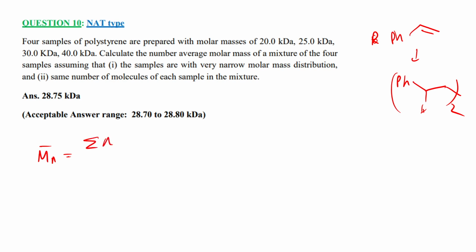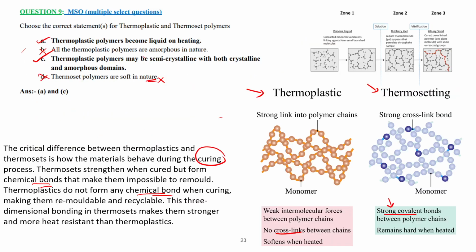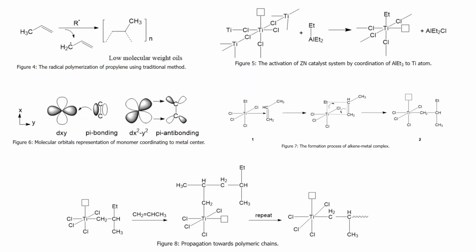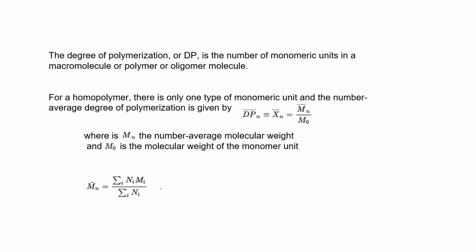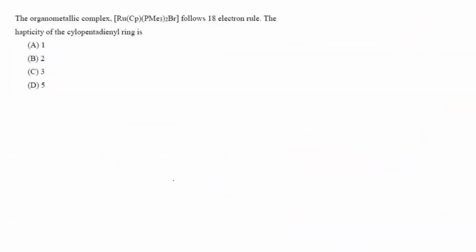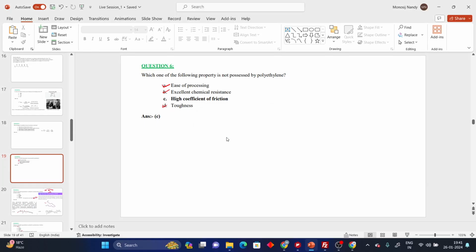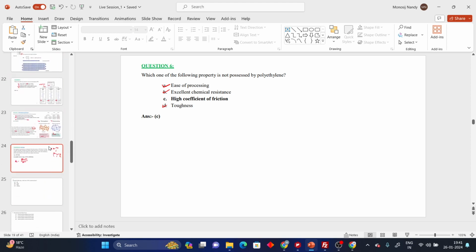So, the number average formula was Mn = ΣNiMi / ΣNi. This was the formula, right? We learned that initially. So that's the formula, for a number of molecules having each molecular weight.